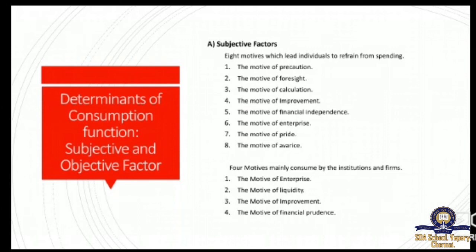Precaution means we reserve some amount of money in our hands or in the bank for any accident. If any accident occurs, we'll use the money. If any sickness comes, we'll use the money. So our consumption level is not equal to our income level. And the motive of foresight. Foresight means I am not spending more money, I am saving and securing money, reserving it in order to use it in my old age. If I become old, I need not depend on anyone. I can use my own money, so I am consuming less. Consumption is not equal to the income.